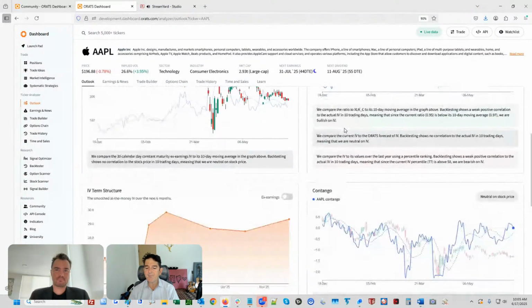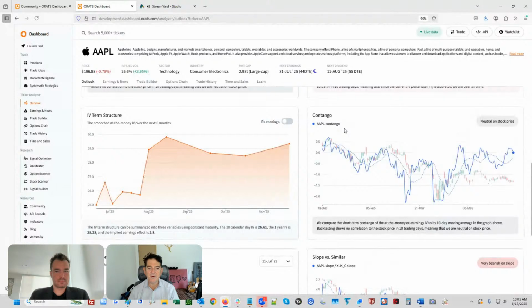Yep. Cool. So let's go on to term structure and contango. Contango is one of those fancy terms that traders use, but all it means is how low is the front month versus the back month. Okay. And we measure that. It's usually the front month is lower than the back month, and that's a sign of calm markets.